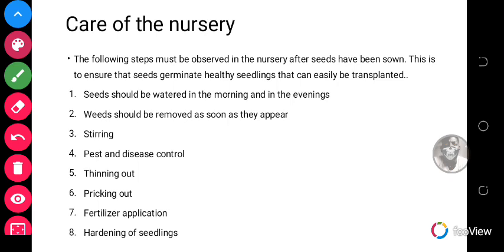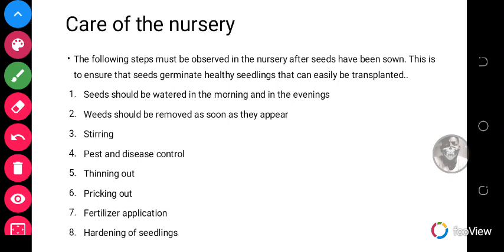Stirring. It's also important that you stir the soil in order to make air get into the soil. Stirring of the soil helps to aerate the soil. And pest and disease control. Seedlings at the nursery are easily attacked by pests and diseases, so it's very important that they are detected and destroyed using the right approach.